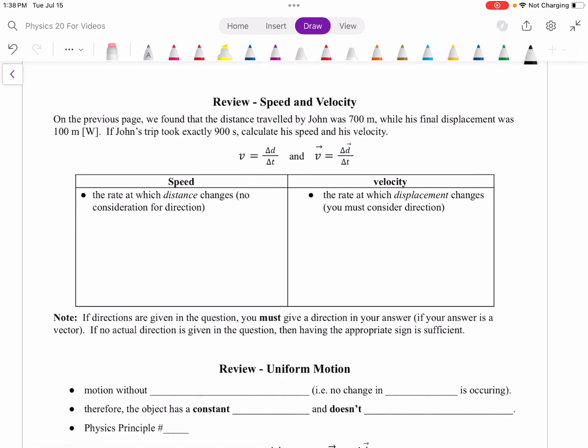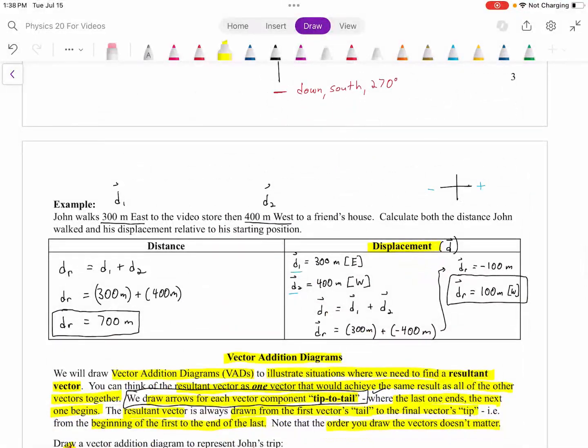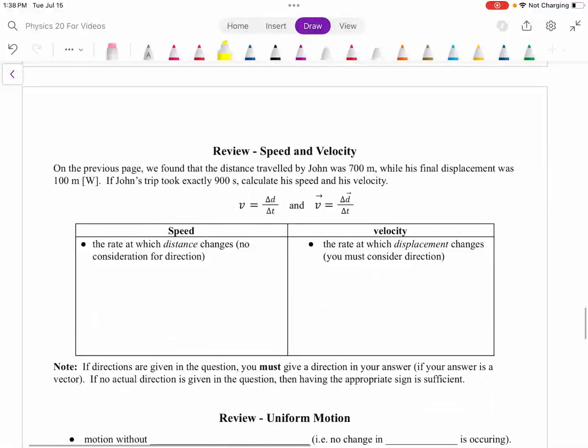All right, and so to finish up this lesson with a little bit more review here, we're going to review the concepts of speed and velocity as well as uniform motion here, okay? So speed and velocity, kind of like how distance and displacement were the scalar version and the vector version of similar ideas, same goes for speed and velocity. Speed is a scalar, and therefore it's just the rate at which your distance, another scalar, changes. So we're not considering direction. We're just saying how much did your distance change per unit of time.